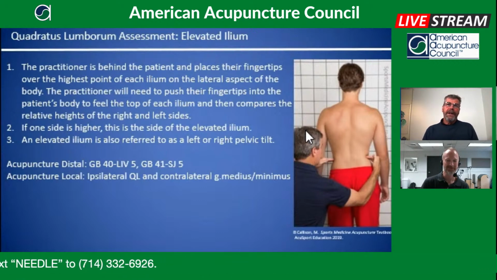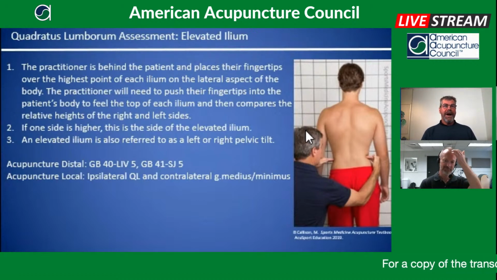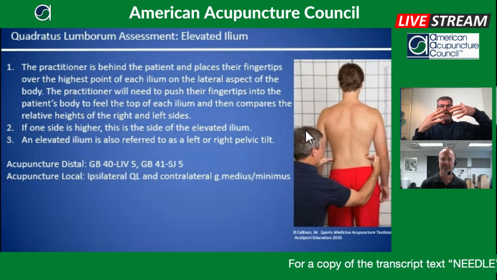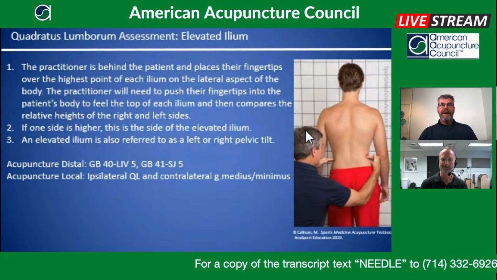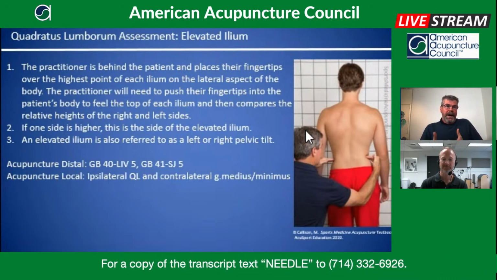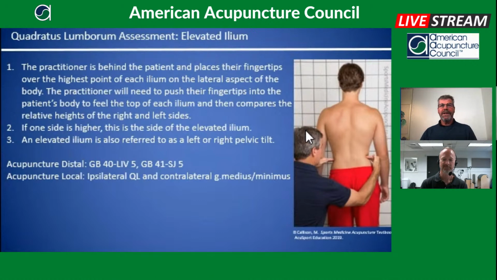Okay, so with the elevated ilium, this is one thing that we can look for. We know that the quadratus lumborum, the myofilaments, the actin and the myosin, are going to be in a locked short position. And it's not because it's pulling on the ilium upward, but because the glute medius and minimus have weakened and are allowing that ilium to rise up.